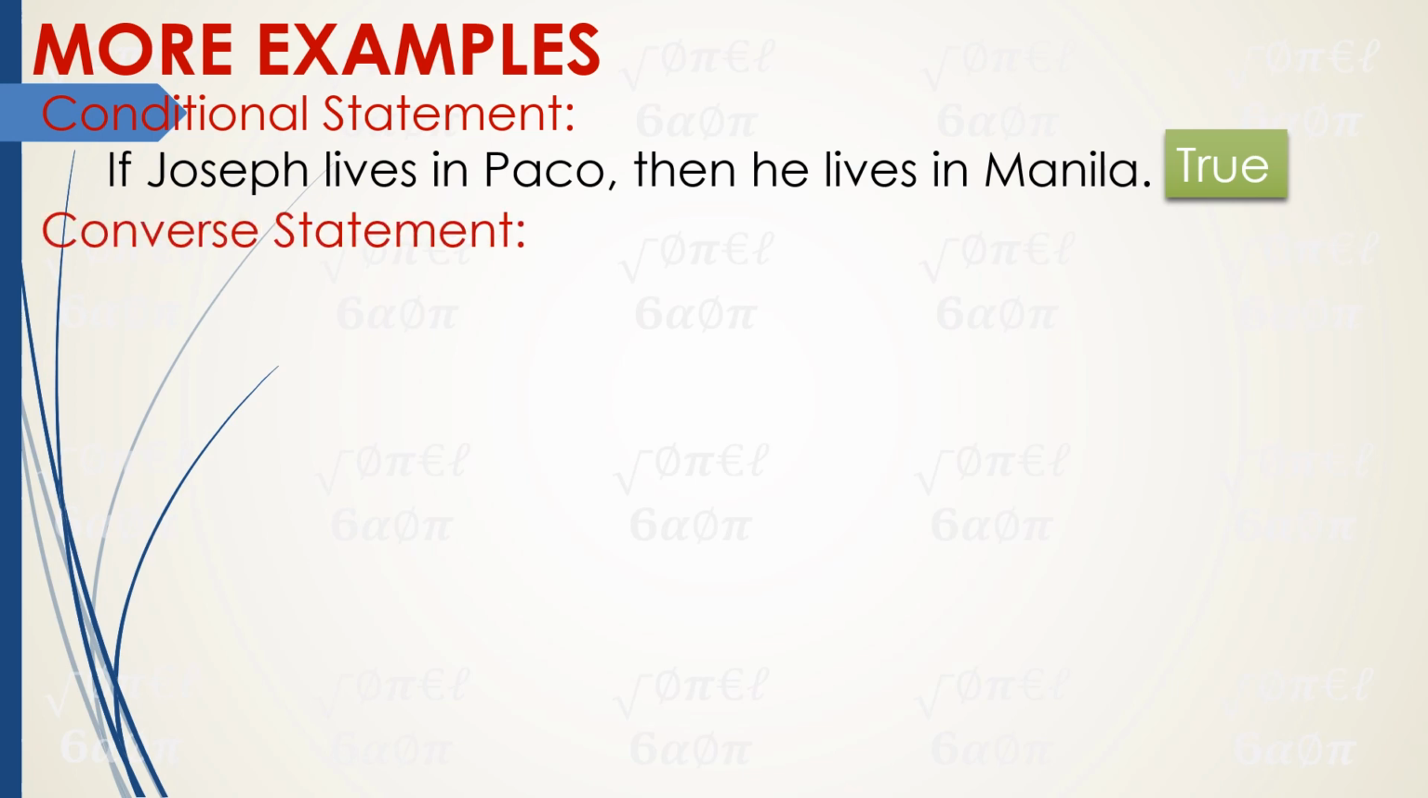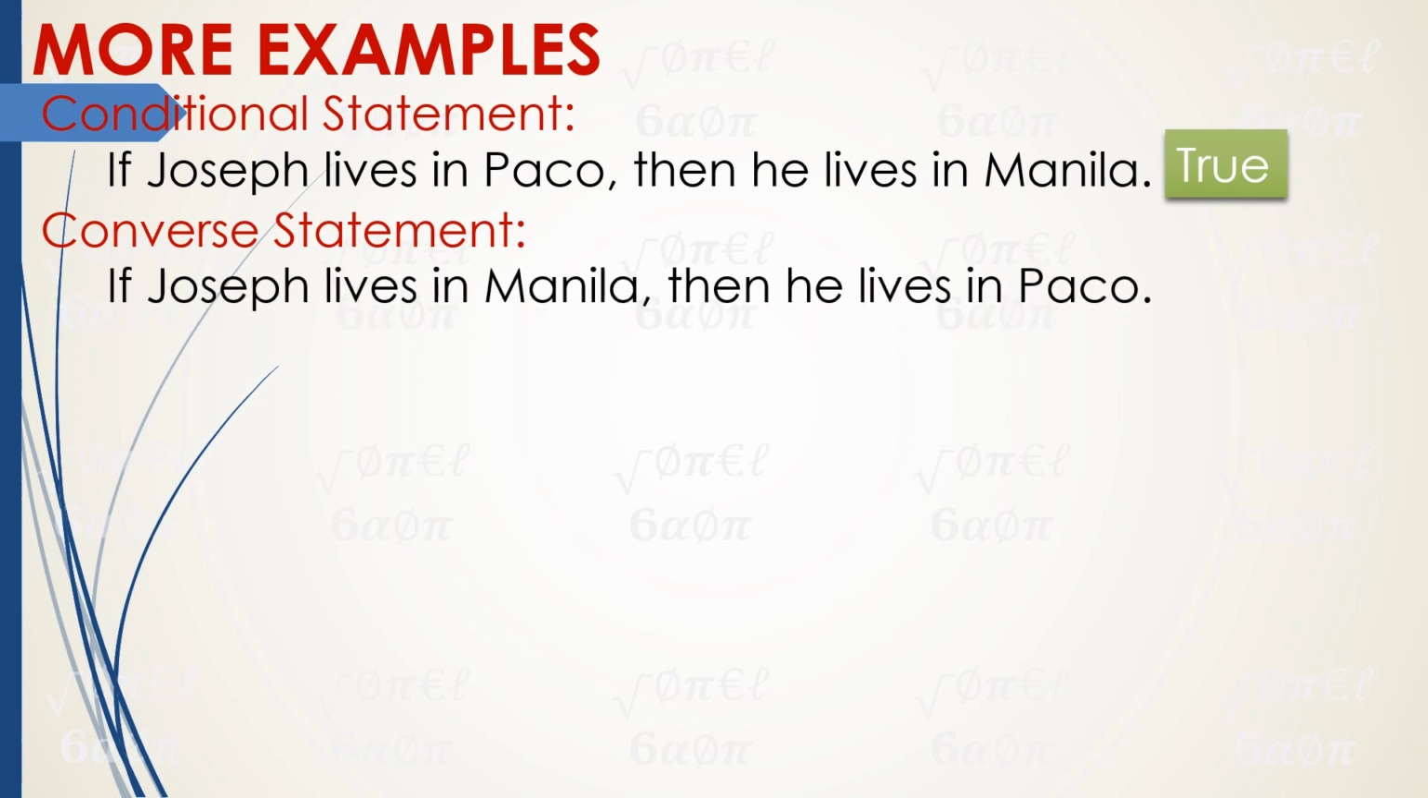For our converse statement, let us interchange the hypothesis and the conclusion. If Joseph lives in Manila, then he lives in Paco. Kung nakatira raw siya sa Manila, sa Paco siya nakatira. Pwede namang hindi ganun, di ba? So therefore, our answer is false. Pwede namang nakatira siya sa Manila, pero nakatira naman siya sa Sampaloc, hindi lang sa Paco.